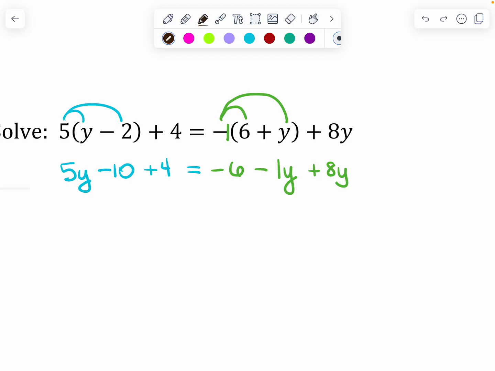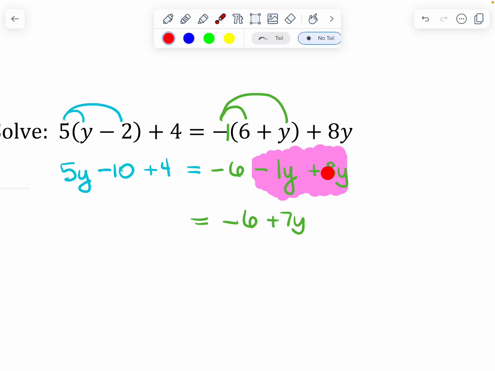The first thing I notice on this side is that I've got this negative 1y and this 8y. They're literally right next to each other. If they're right next to each other, let's just combine them together. So negative 1 plus 8 is 7. So I'm just going to write 7y because this is really negative 6 and 7y. Because negative 1 with an 8 or 8 with a minus 1, 8 minus 1 is just 7.